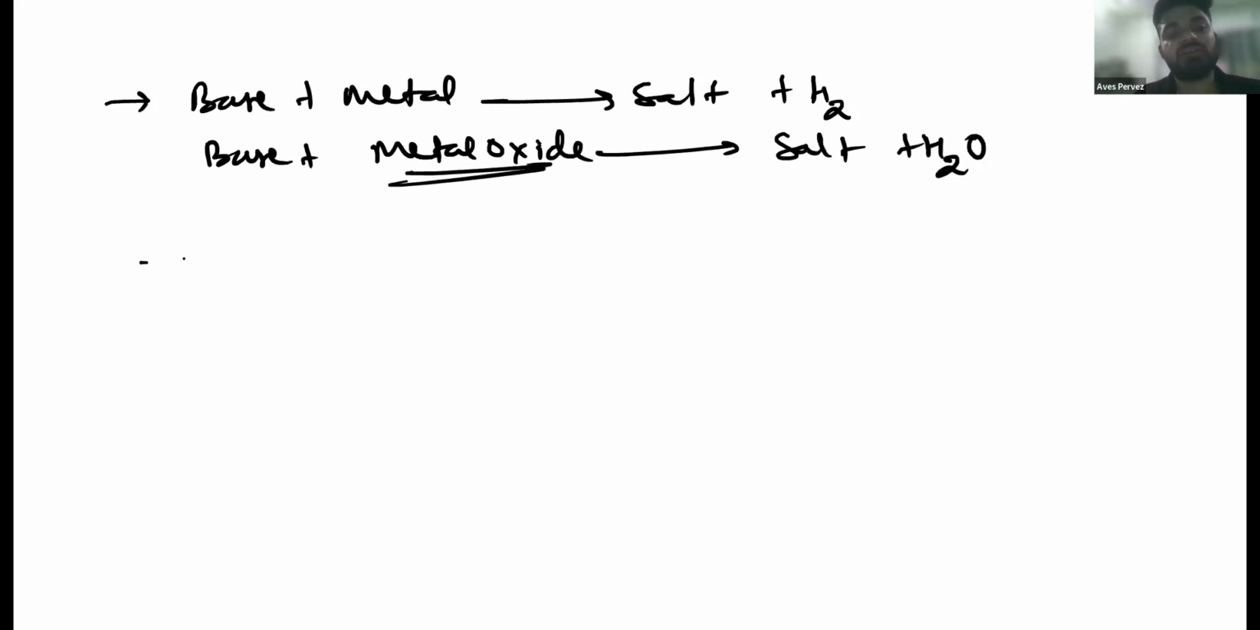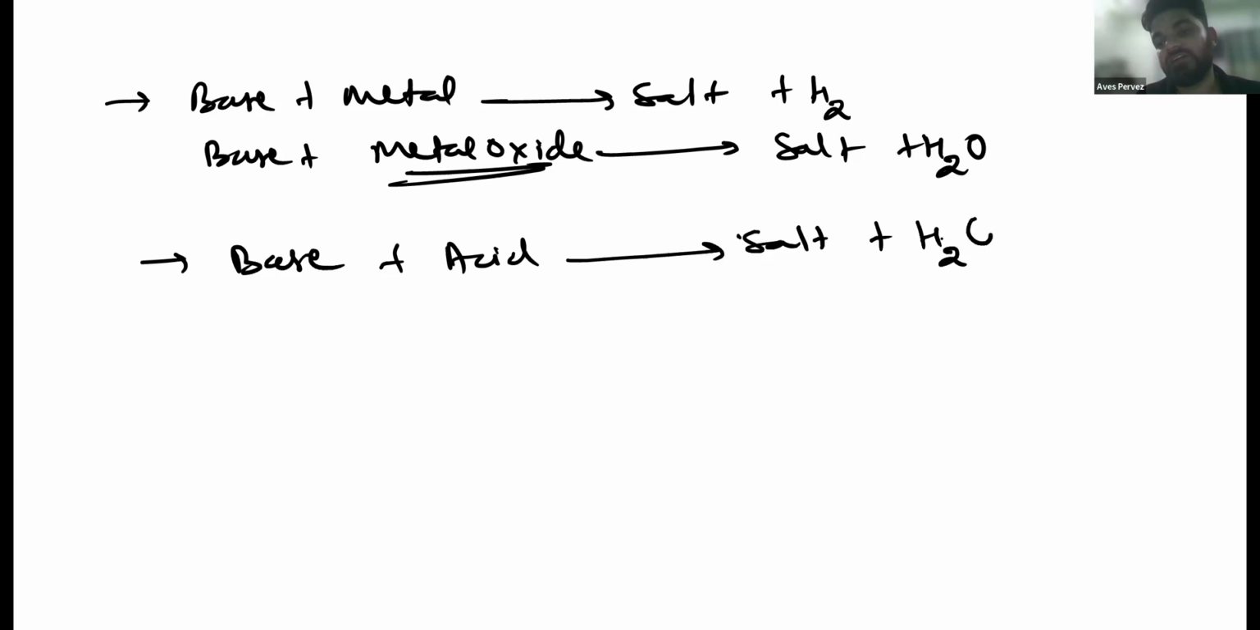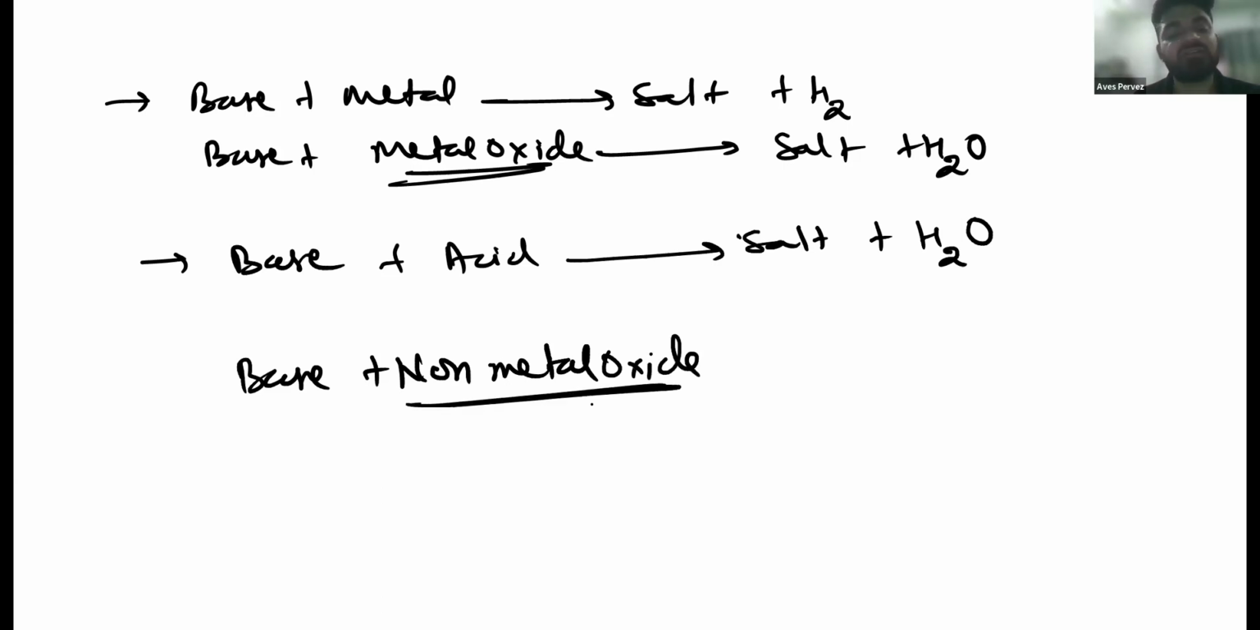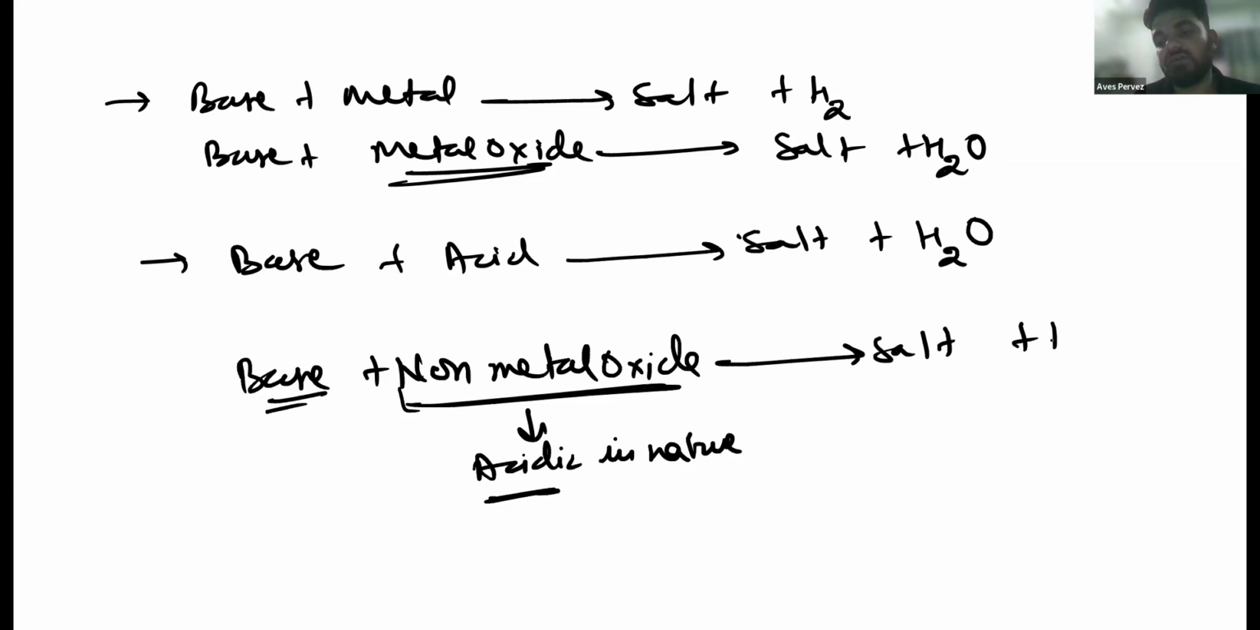And next, base when react with acid, again it will give you salt plus water. We have studied this one also. Now, base when react with non-metal oxides. Metal oxides are basic in nature, so non-metal oxides are acidic in nature. This is very simple: if we have a base and we are reacting it with an acid, this will give you salt plus water. That's a simple answer.